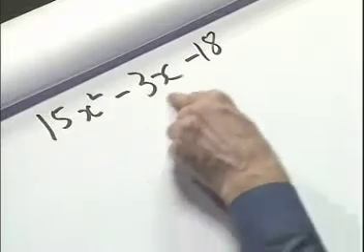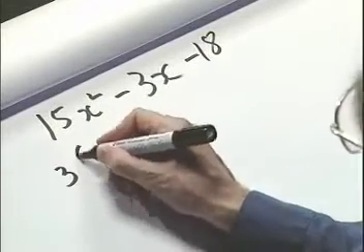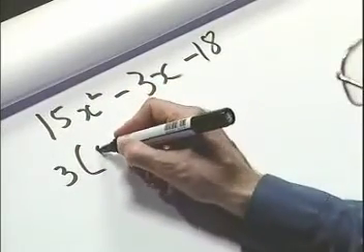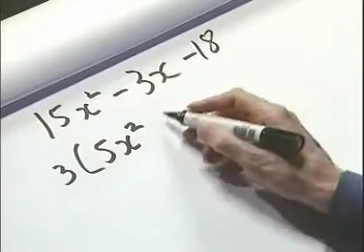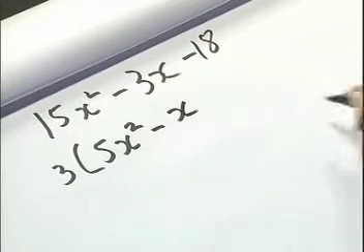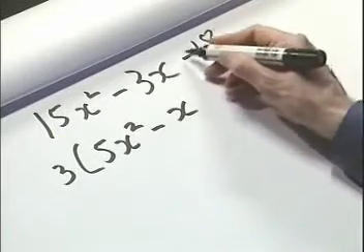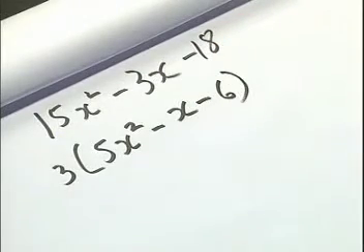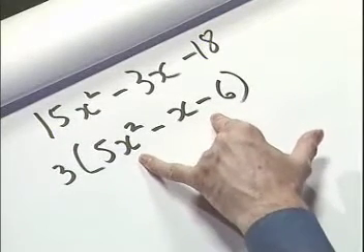And where there is a common factor, we need to take it out to begin with. So we'll take the 3 out. 3 times by something has to give us 15x squared. So 3 times by 5x squared will do that. 3 times by something has to give us minus 3x. So 3 times by minus x will do that. 3 times by something has to give us minus 18, and so minus 6 will do that. And now we're looking at factorising this expression here in the bracket.